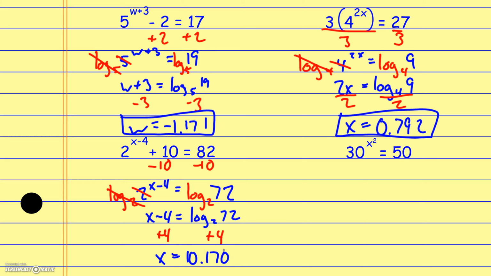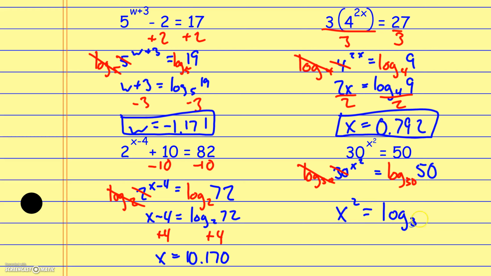10.170. Okay. If I look at the next one, the exponential part here is by itself, so I'm going to do log base 30 of each side this time. To undo 30 raised to a power, I have to do log base 30 of each side. Whatever I do to one side, I have to do to the other side. Over here, the log base 30 and the 30 cancel, leaves me with an x squared.